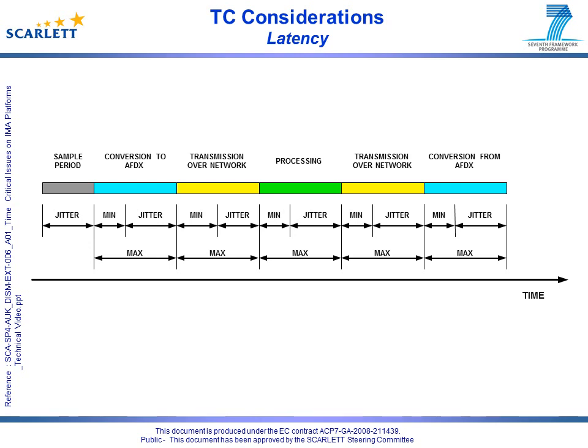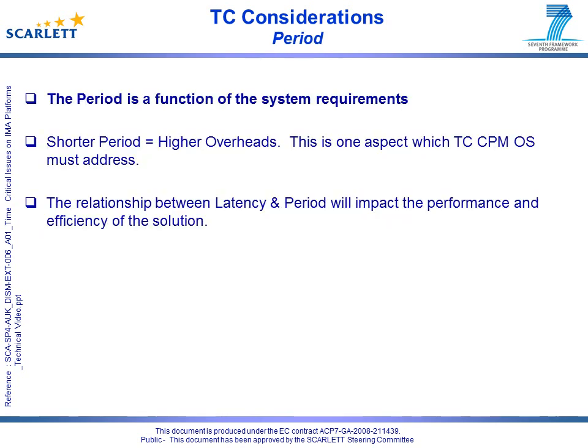The effect of jitter is one aspect which may be evaluated on the TC demonstrator, as the decision was taken within Scarlett to adopt a fully asynchronous architecture for the demonstrator in order to evaluate its performance under the stringent TC requirements. The period is a function of the system requirements.